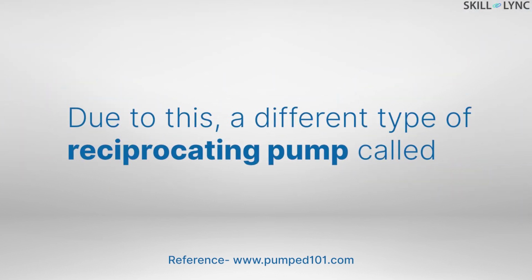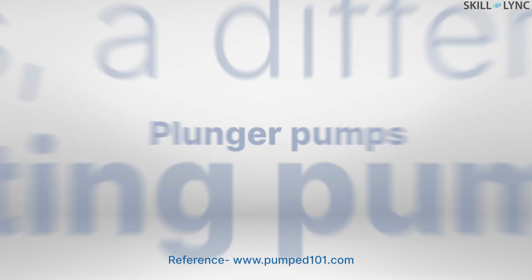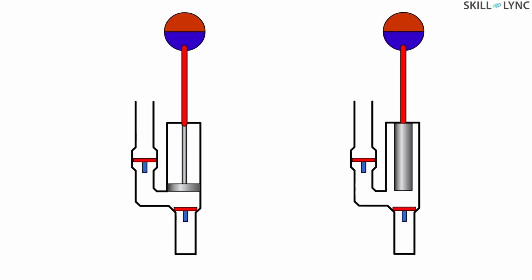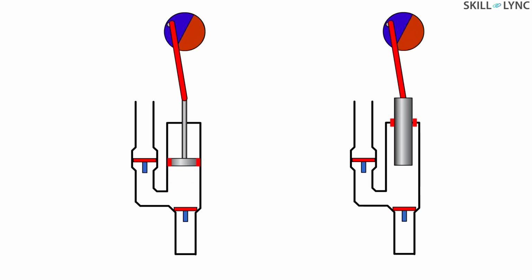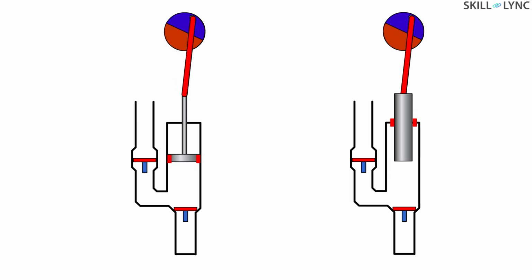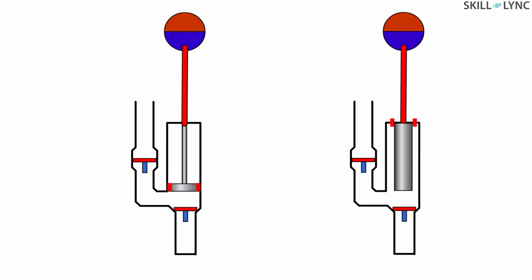Due to this, a different type of reciprocating pump called the plunger pumps were used. The plunger pumps are able to withstand pressures of up to 30,000 psi. The working of the piston and the plunger pumps are very similar. Just like how a piston moves to and fro in the same location, a plunger pump has a plunger which does the same action. But there are a few differences in them.